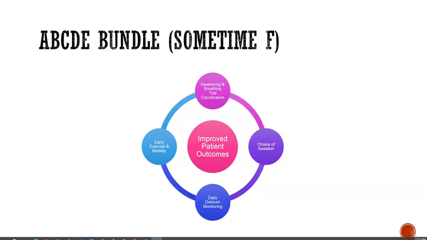With A and B, A is awakening and breathing, and B is breathing, but we can also throw assessment in here. So we want to make sure that we're assessing our patient and preventing and managing pain, because that's going to make them harder to extubate. Then we want to do both spontaneous breathing trials and spontaneous awakening trials, so awakening and breathing trials daily to help measure when they are adequate and ready for extubation. Choice of sedation, so obviously light sedation when sedation is necessary.